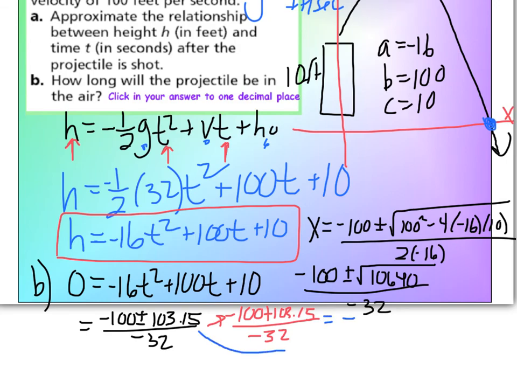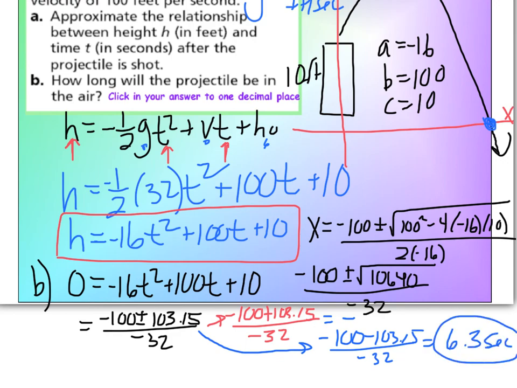So then do the negative side, so negative 100 minus 103.15 divided by negative 32. When you do that, it's going to be negative 203.15 divided by negative 32, which will give us the answer of 6.3, and the label for time is in seconds.